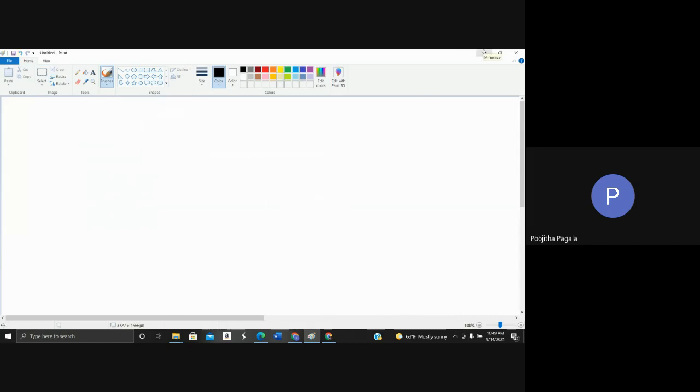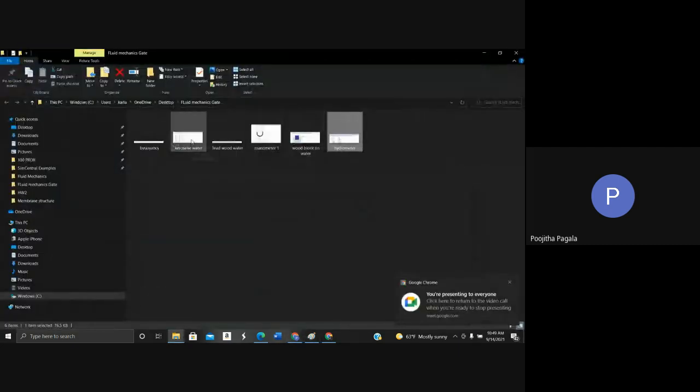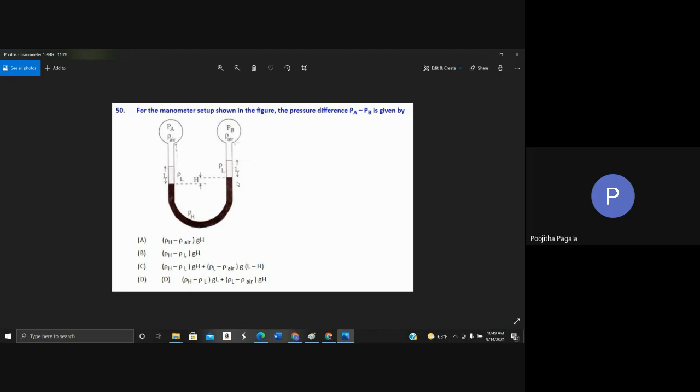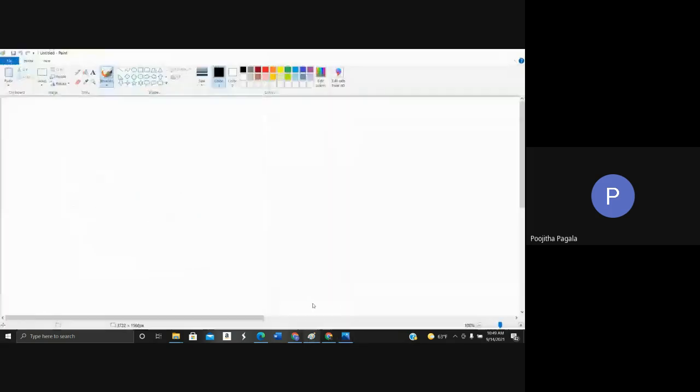Okay, now let us solve some problems. Is the problem visible to everyone? Yes, Anna. Okay. So they are asking us to calculate the difference between PA and PB. Let us see how we can solve these type of problems.